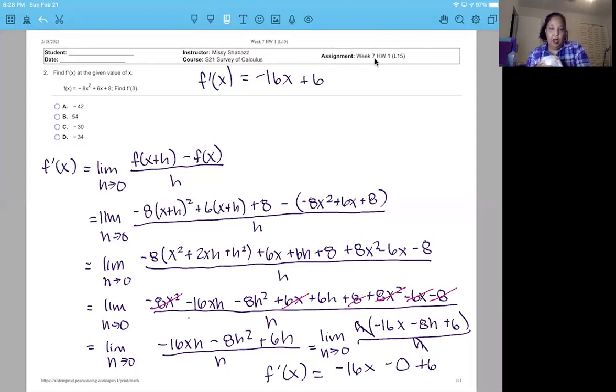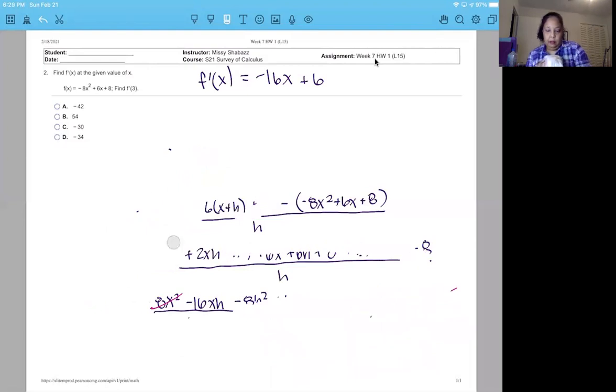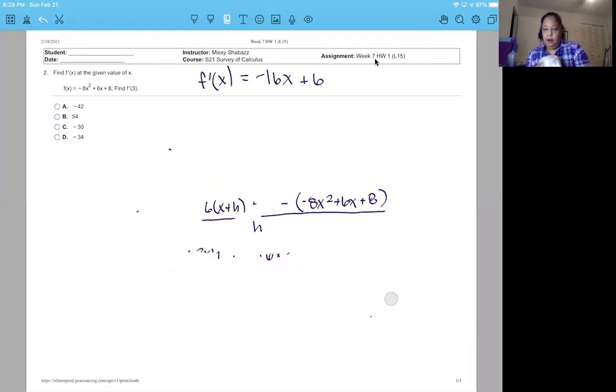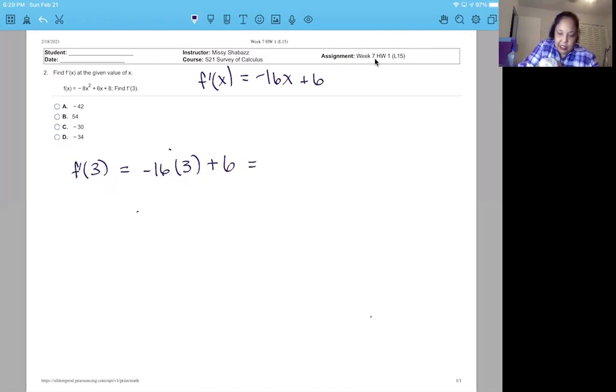All right, and they want us to find f prime of 3. So now we just need to plug in 3 to our derivative. So f prime of 3 is equal to negative 16 times 3 plus 6. I'm getting a negative 42. So my answer is A.